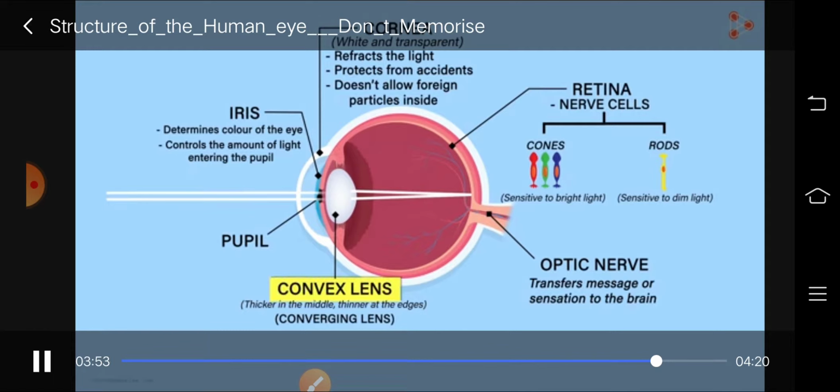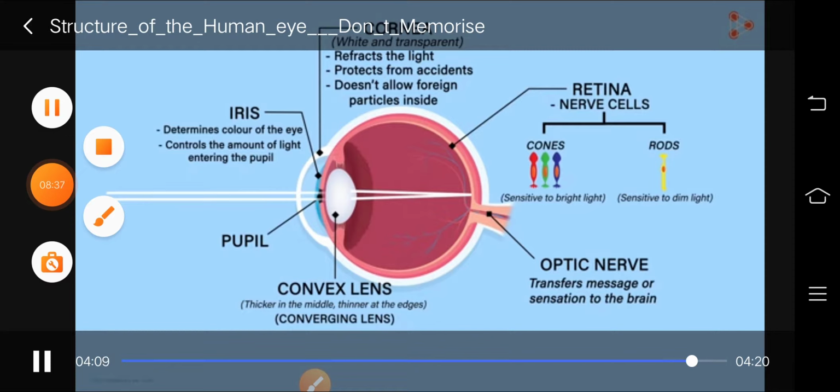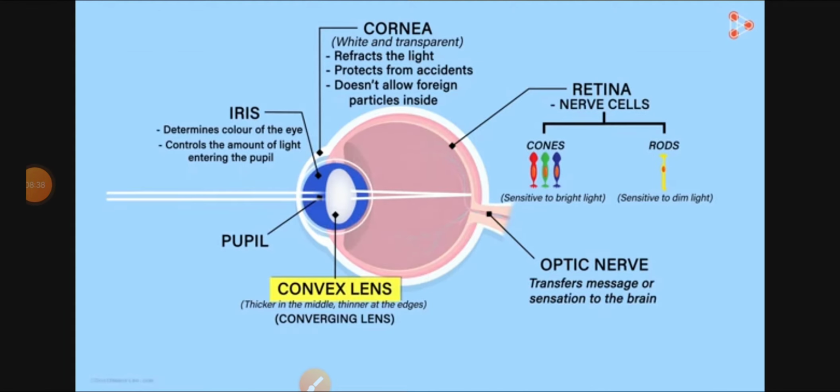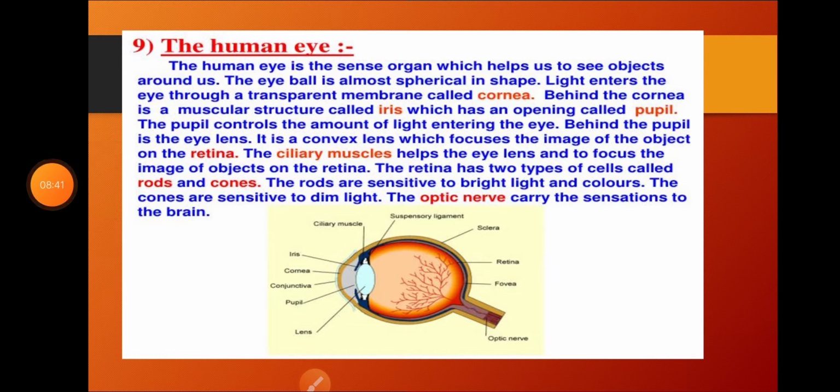Behind the pupil, there is a converging lens which focuses the light on retina. Retina consists of two types of nerve cells, namely cones and rods. They transfer the message through the optic nerve. There is a lot of information to digest. In the next video, we will talk more about this lens present inside the eye. So this is about human eye.